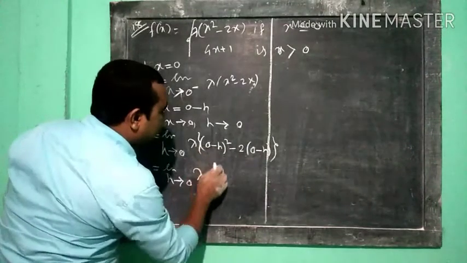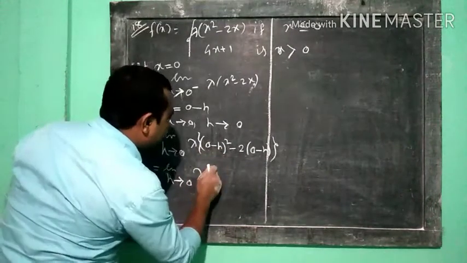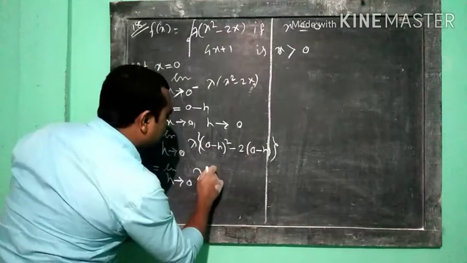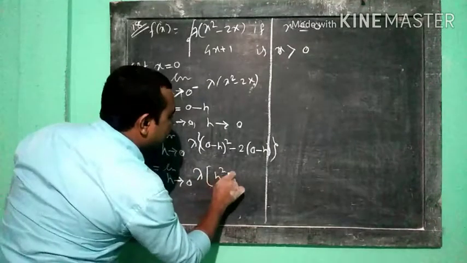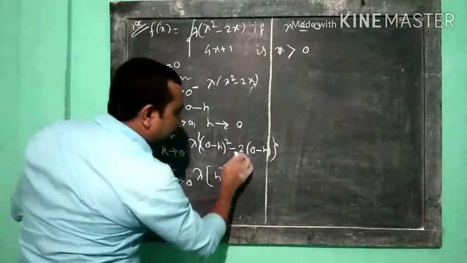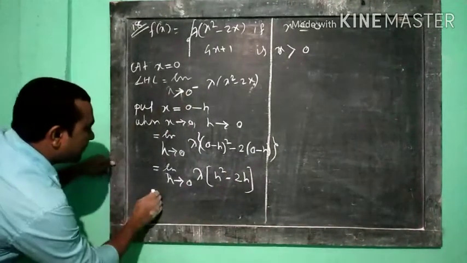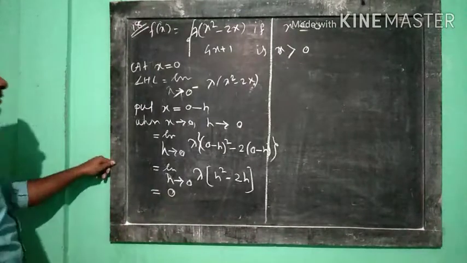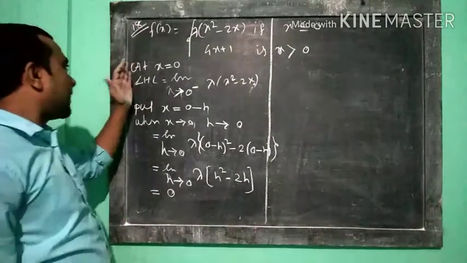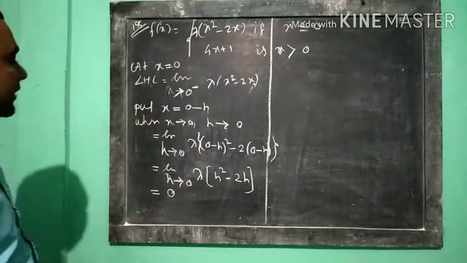So what we get here? 0 minus h is h. So we get h square minus 0 minus 2h. If we put the value h equal to 0, this is equal to 0. So the left hand limit we get is 0.